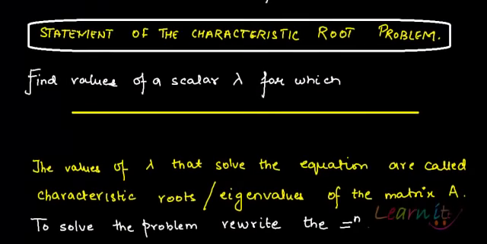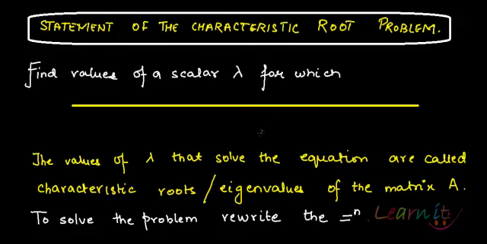Now let us look at the statement of the characteristic root problem. The characteristic root problem essentially is the problem wherein we need to find values for the scalar lambda for which there exists a vector x, which should not be equal to 0, satisfying Ax equals lambda x. Ax equals lambda x.